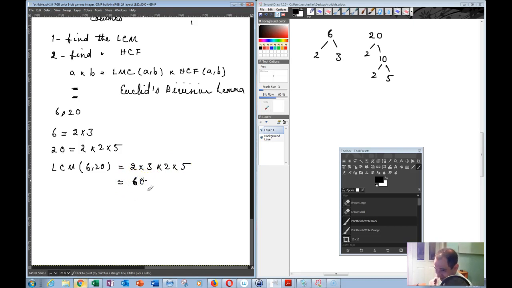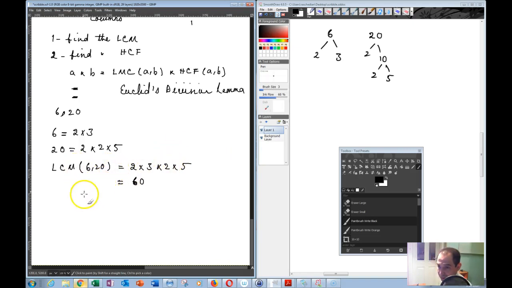Now, as you can see, this number 60 is greater than either of these two numbers, and it's also divisible by both of these numbers. Okay? So that is one thing.